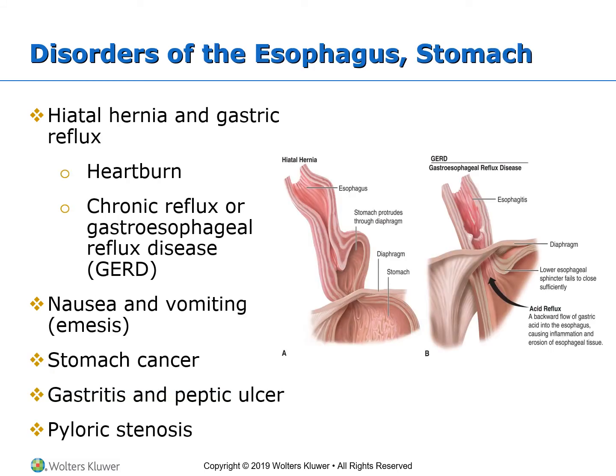Disorders of the esophagus and the stomach. We start by talking about the hiatal hernia and the gastric reflux because they are kind of related conditions. They can come in association with each other.